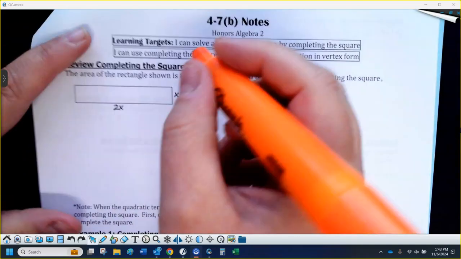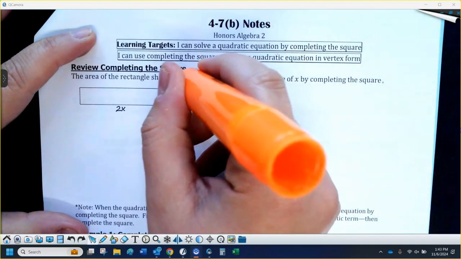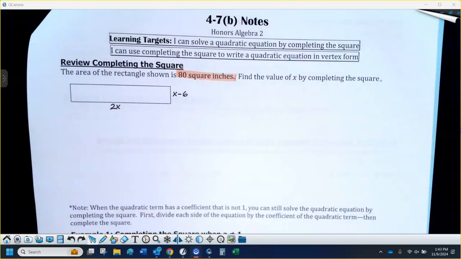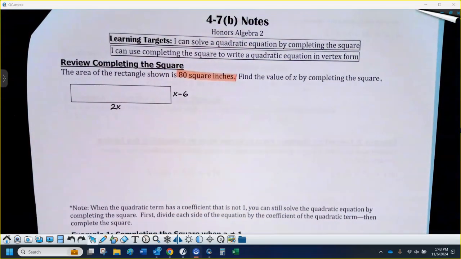A rectangle has an area of 80 square inches. Could you set me up an equation based on the picture and knowing the area was 80 square inches to try and solve for x? Frank, what do you think?